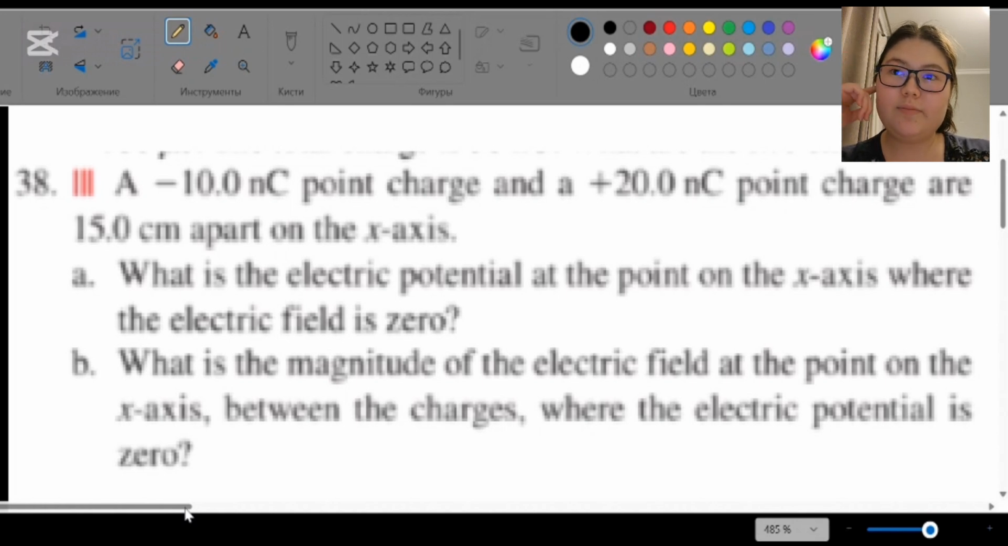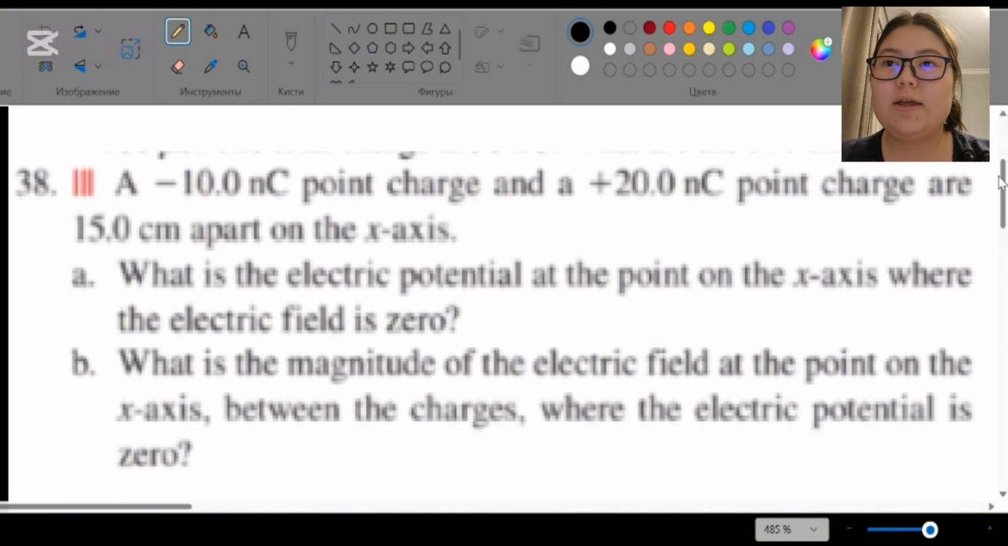Okay, let's get started. A minus 10 nanocoulomb point charge and a plus 20 nanocoulomb point charge are 15 centimeters apart on the x-axis. In scenario A, we have to find what is the electric potential at the point on the x-axis where the electric field is 0, and B, we have to find what is the magnitude of the electric field at the point on the x-axis between the charges where the electric potential is 0.